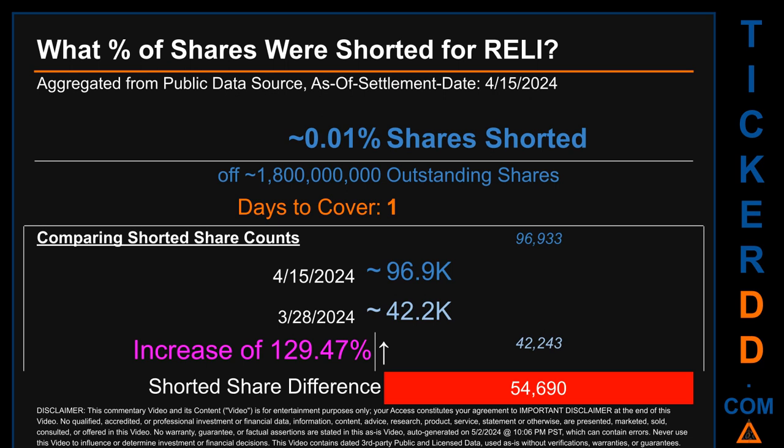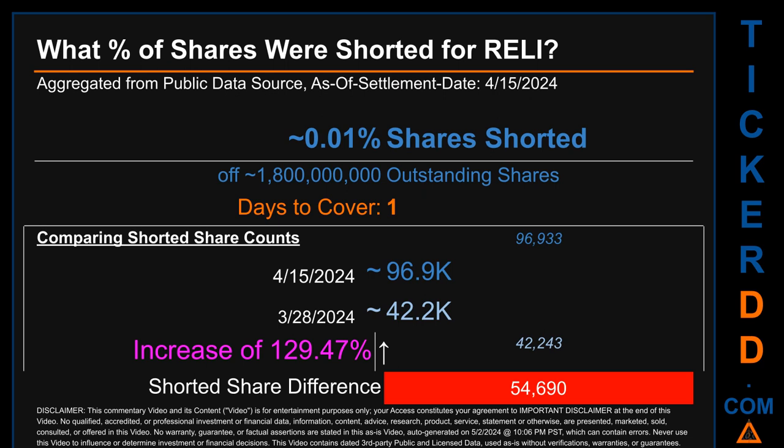What percentage of shares were shorted for RELI for the 2-week period, ending on settlement date, April 15, 2024? About 96.9 thousand shares of RELI were shorted out of a total of approximately 1.8 billion outstanding shares. Therefore, for RELI, based on as-is discovered, public data when this video was generated, the ticker has a short interest of roughly 0.01%, which I got by taking the number of shorted shares and dividing it by the number of outstanding shares to get the percentage value. Days to cover is 1.